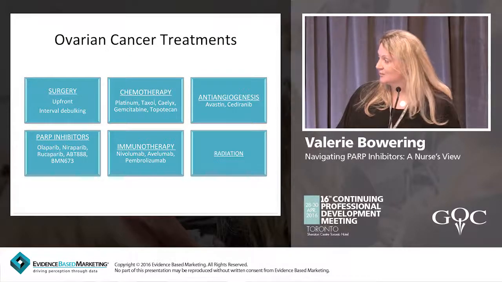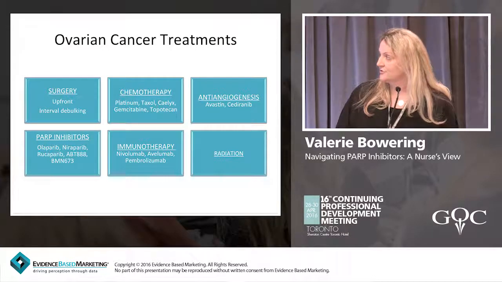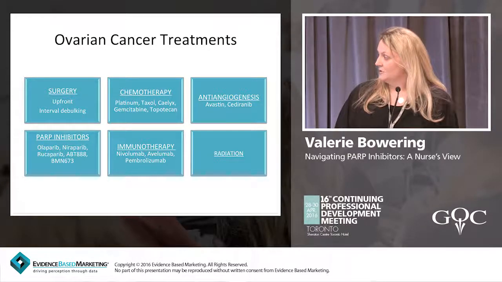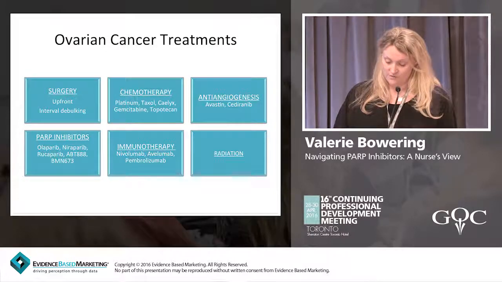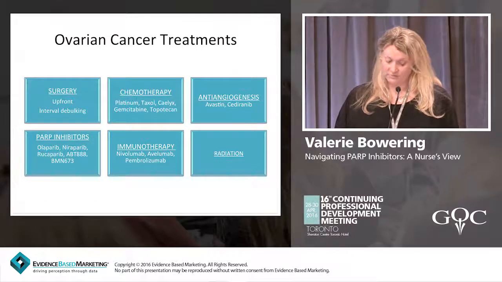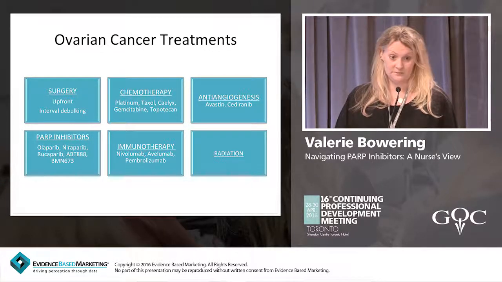This is just an overview of where the current treatments are with ovarian cancer. We have surgery and chemotherapy, which most of you are quite familiar with. We have anti-angiogenesis, so Avastin and Cediranib, which is still under clinical trial, although Avastin has just recently been approved by Health Canada for ovarian cancer patients with platinum-sensitive first recurrence who have never received a VEGF before. It's also for platinum resistance who have not had more than 2 lines or have never had a VEGF treatment before as well.